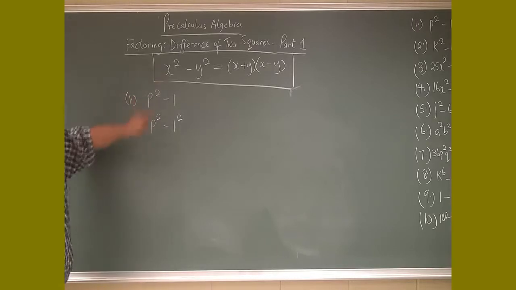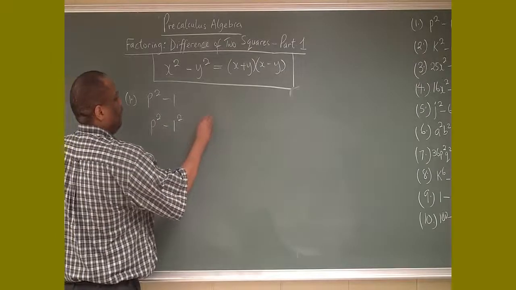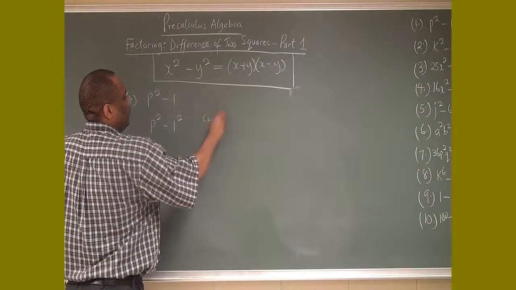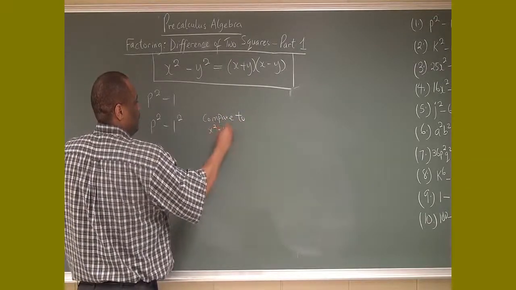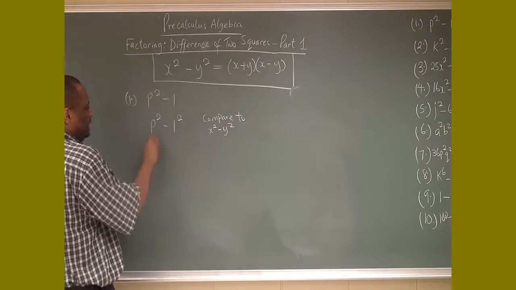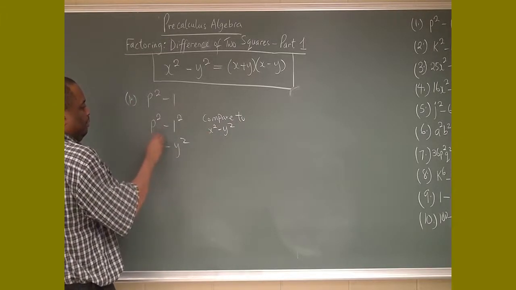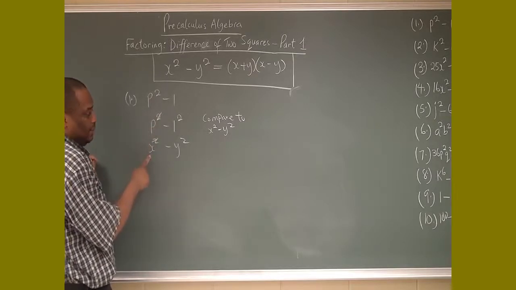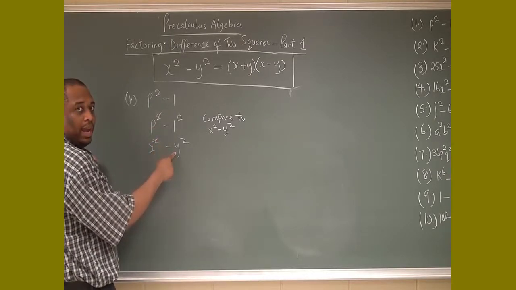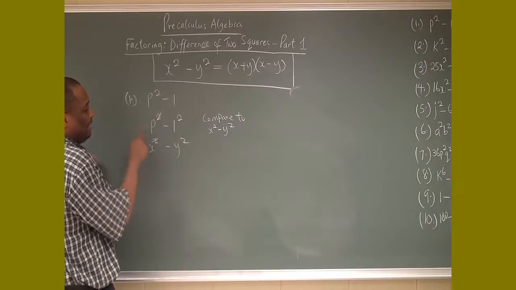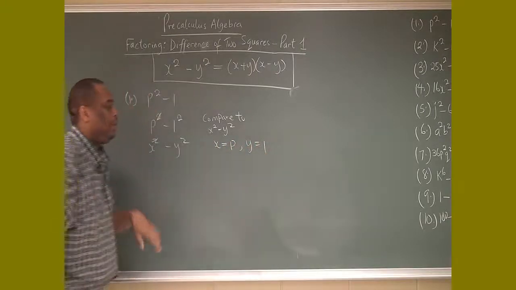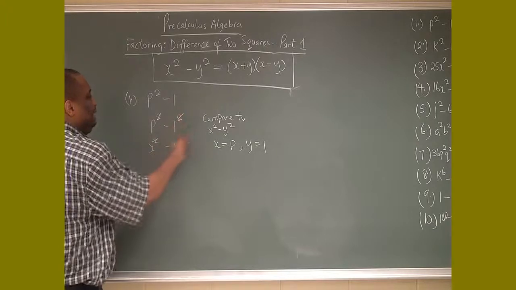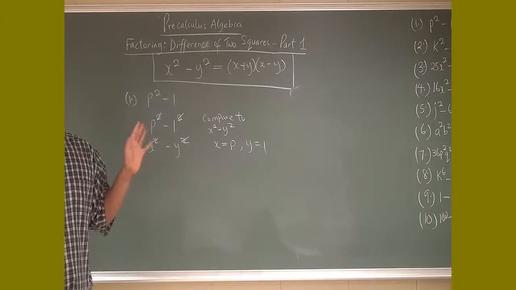If you compare this to x squared minus y squared, we see that if we remove the squared, the p is x now. And the 1 is what? Y. Do you see that? Our x is p, and our y is 1. That is the main thing, to get your x and your y.